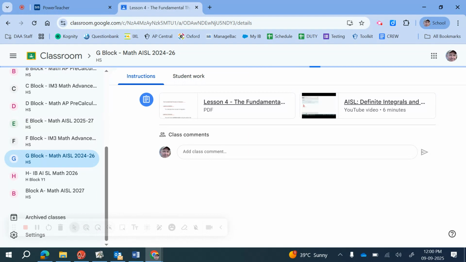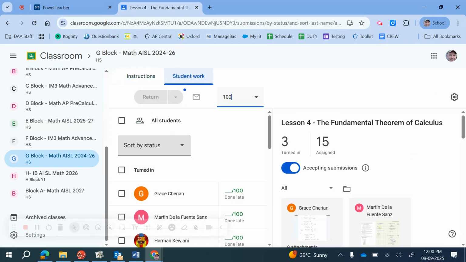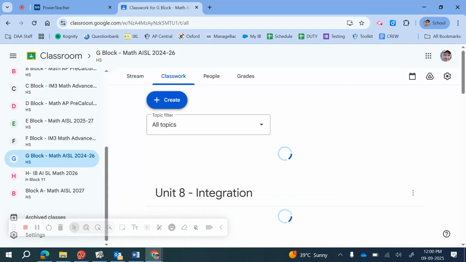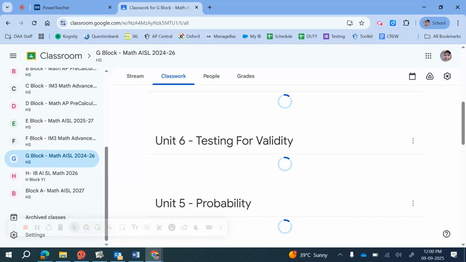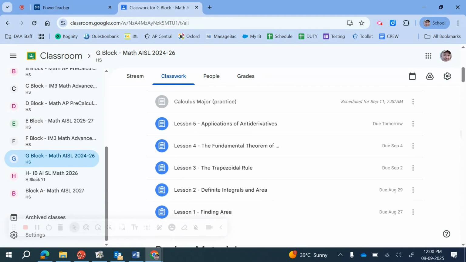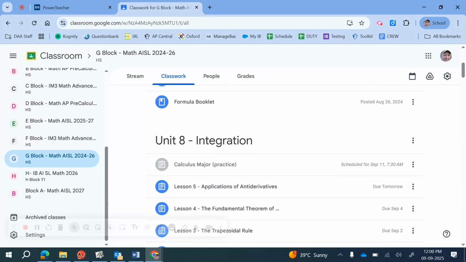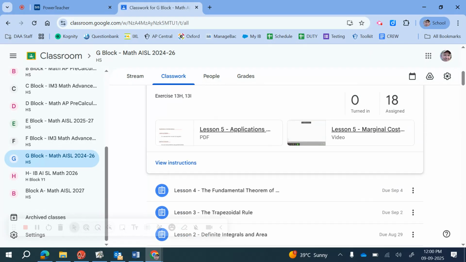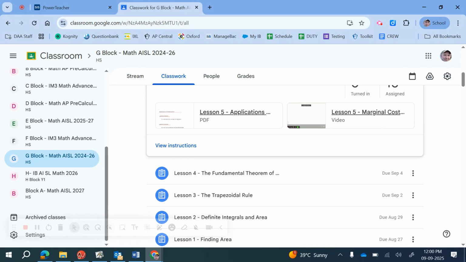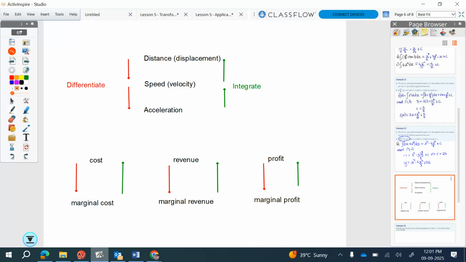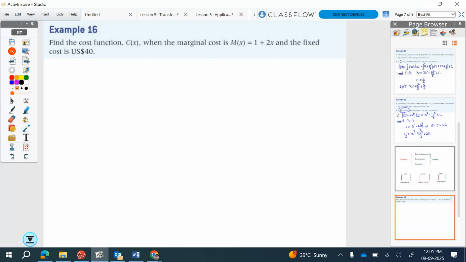I'm not going to show it now. I'm just going to finish off with our last question. But you can find in the Google Classroom a video explaining what marginal cost is, and it's the cost of producing one more unit, the rate at which the cost is increasing. So: find the cost function C of x when the marginal cost m of x is 1 plus 2x, and the fixed cost is 40. So we need to know what these terms mean. Let me do this one for us then.